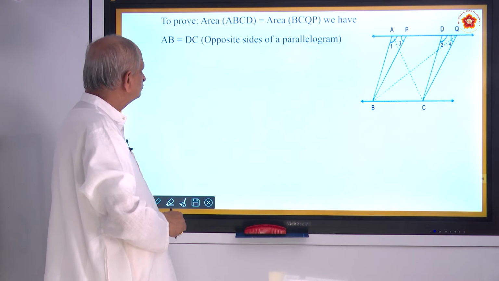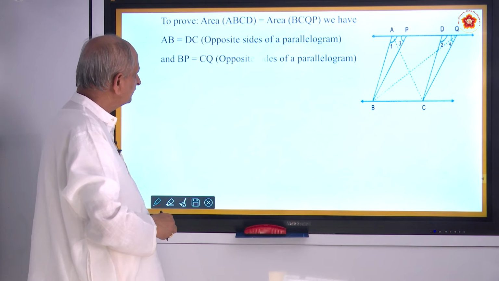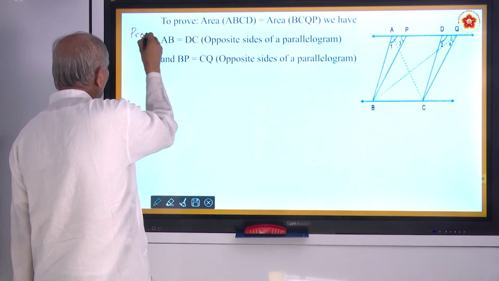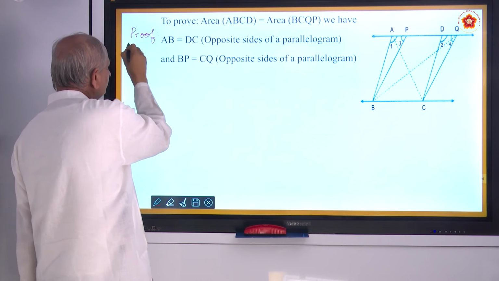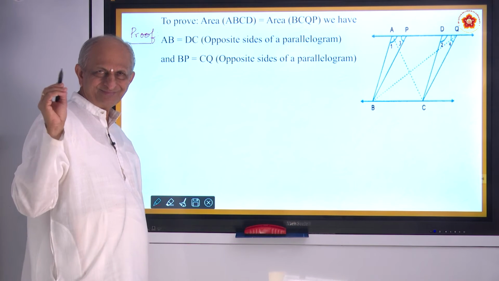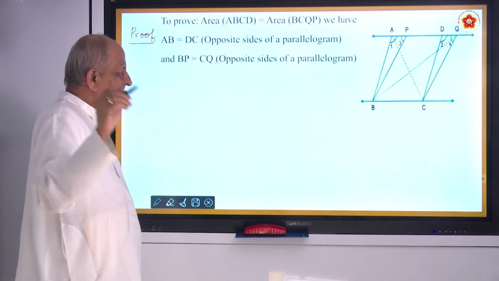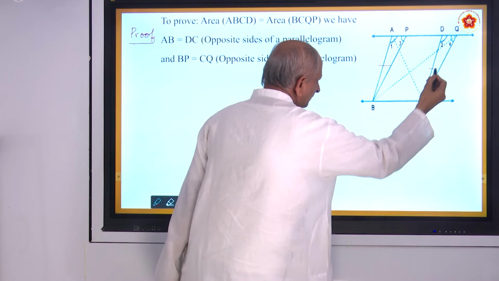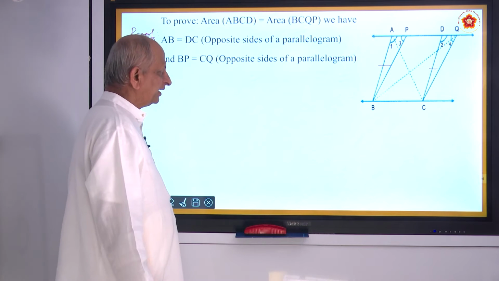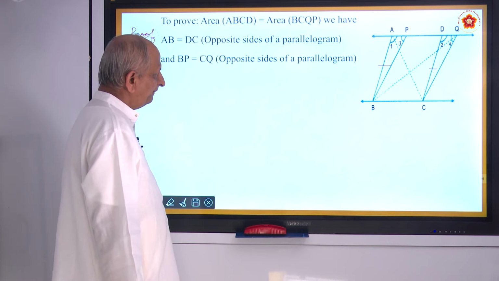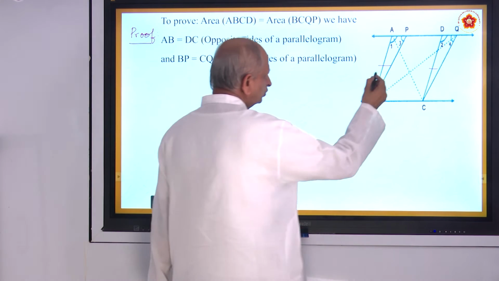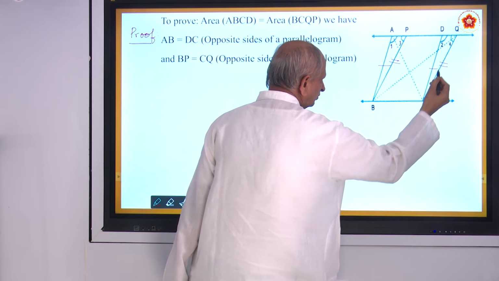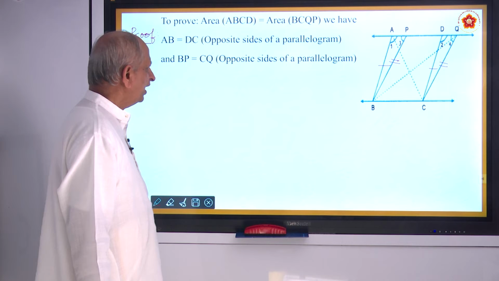Now the proof, so you can write it as proof here. PROOF. Note down, ready, okay. So AB is equal to CD because they are opposite sides of the parallelogram. Similarly, BP is equal to CQ. This is BP, this is CQ, opposite sides of the parallelogram.